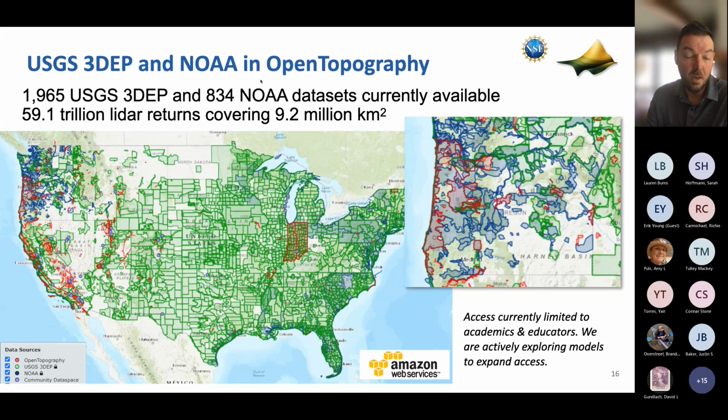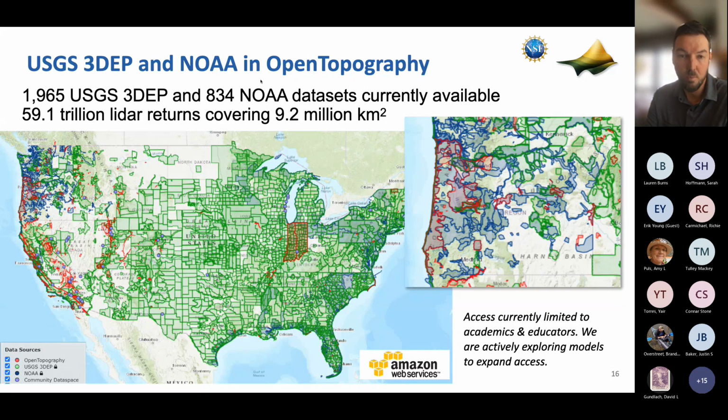Because of the way that the USGS and NOAA operate, they're currently publishing these data into Amazon Web Services as what's called a public data set, which means that Amazon is actually covering the cost of the data hosting and the data egress. And so when you go after any of the green or dark blue polygons in OpenTopography here, we dynamically reach into those buckets inside of Amazon, pluck the data out, and then put the OpenTopo processing tools on top of it.